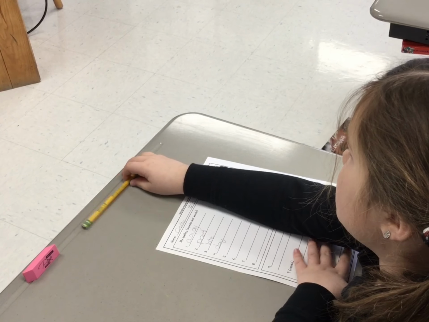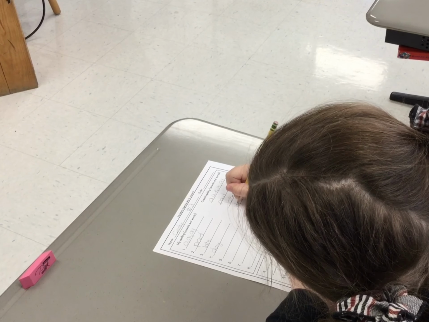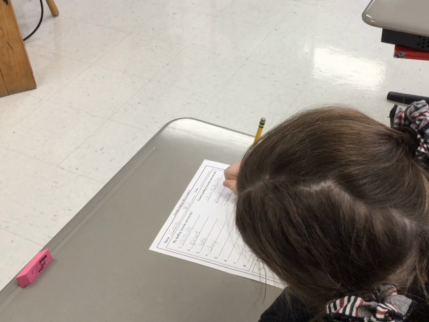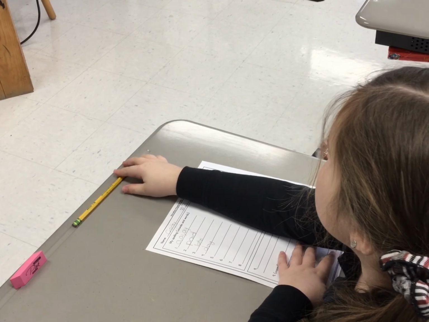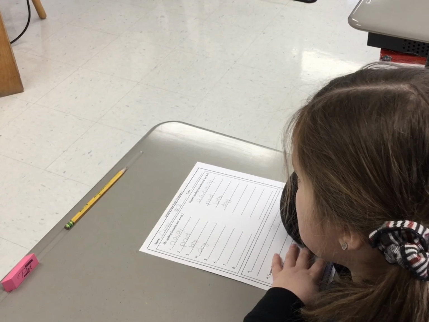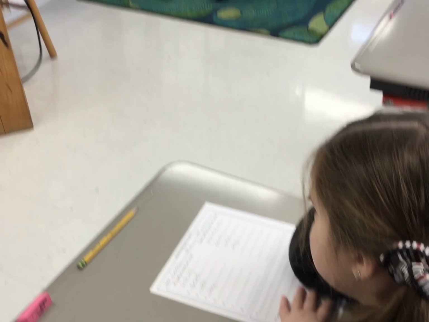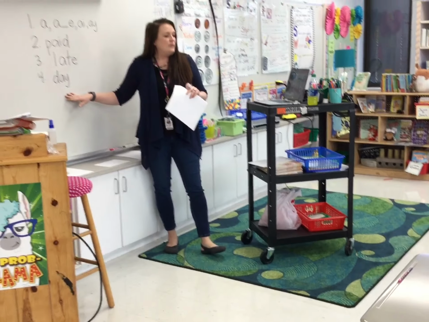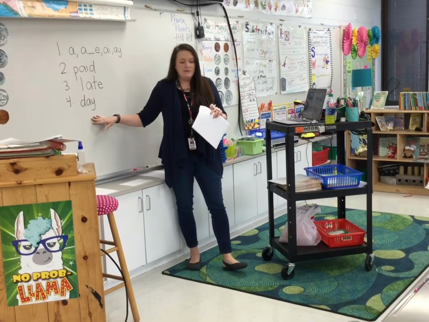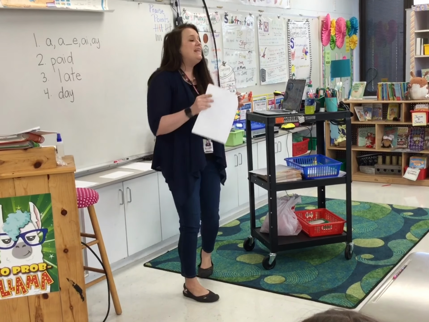All right, we spell day, D, and then A is spelled A-Y. Why do we spell the long A with A-Y in this word, Jaden? It's at the end of the word. So we know that spelling pattern, the A-Y, comes at the end of a word. Good job. Do you have this copied? Corbin, do you have a copy? All right, number 5 is plain.